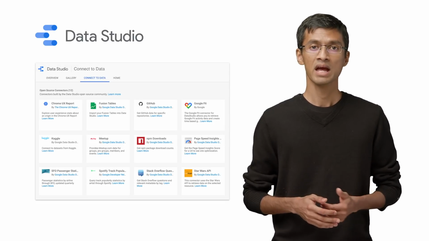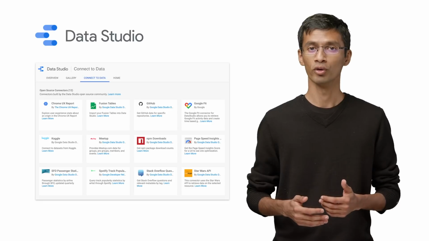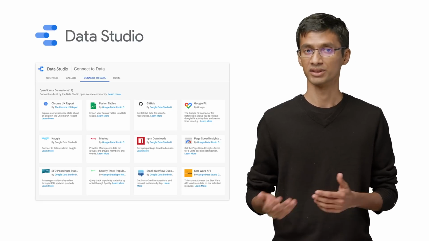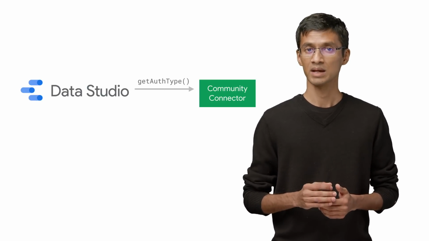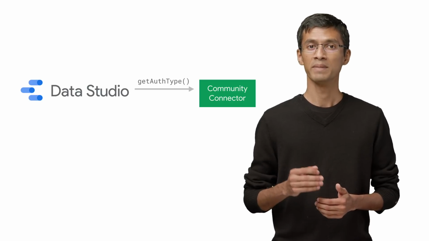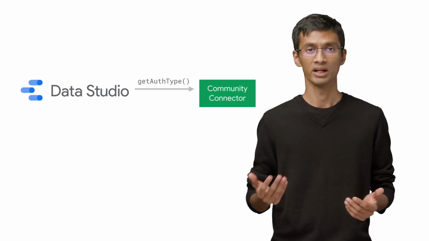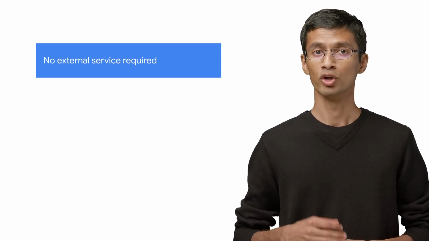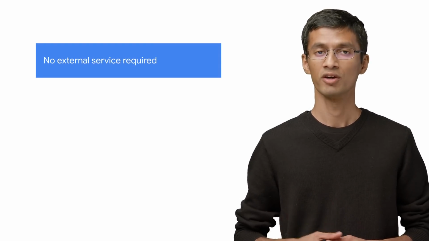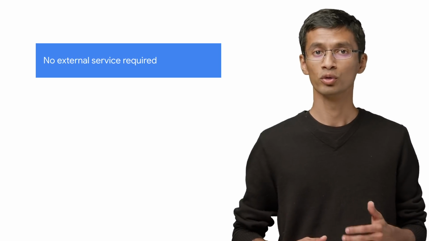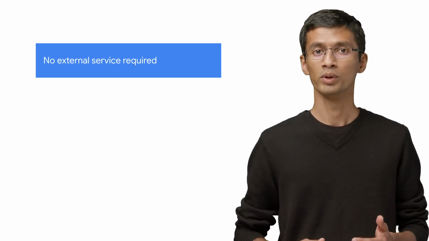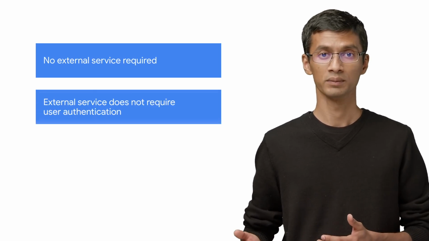In the second step, Data Studio triggers additional auth flow if the connector needs to reach any external service. This second step is initiated by Data Studio by making the get auth type call to the connector. At this point, there are several use cases when you will not need any additional credentials from the user. The first use case is if you're not connecting to any external service. For example, if you're connecting to the Google Fit API, the OAuth scope will be a part of the Google OAuth 2 flow and no further authorization is required.